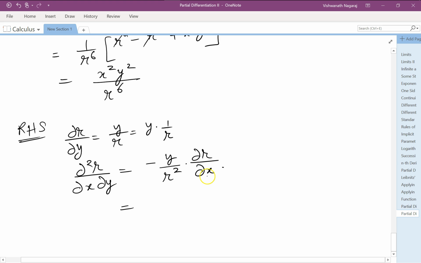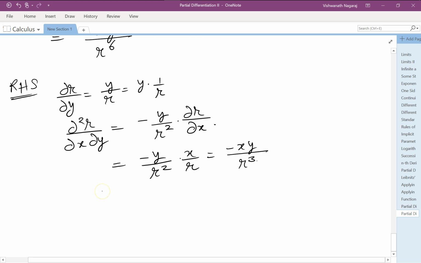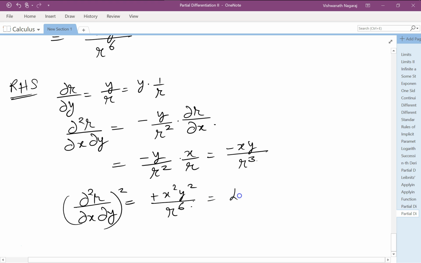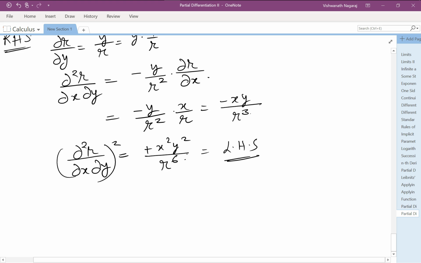Now dou r by dou x is nothing but x by r. So this becomes minus xy by r cube. Now remember, this whole thing has to be squared. So dou square r by dou x dou y the whole square is equal to minus x square y square, this minus becomes plus, by r cube squared becomes r6, which is equal to LHS. Just take it step by step. Don't make arithmetic mistakes. Don't make algebraic mistakes.